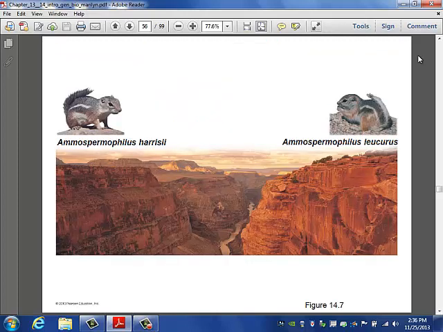We see two little, what do those guys look like? Oh, chipmunks. We see a description of these guys on page 275 in our textbook. And they were separated by what? Yeah, kind of hard for one of those little guys to jump over the canyon. So we see a difference there.